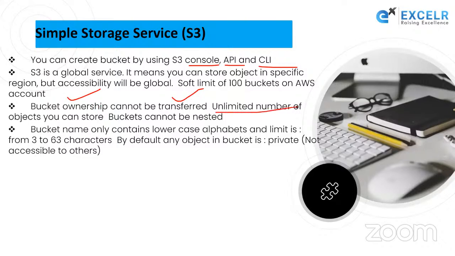You can store an unlimited number of objects in your bucket. The bucket name only contains lowercase, and there's a limit: you cannot have a bucket name of more than 63 characters or less than 3 characters. By default, any object in a bucket is private. Remember this, it is not accessible by anybody in the world unless you go and change that.